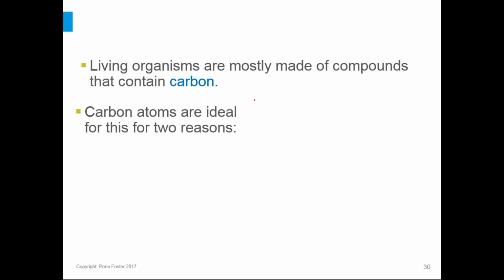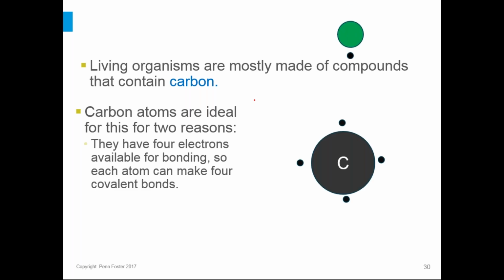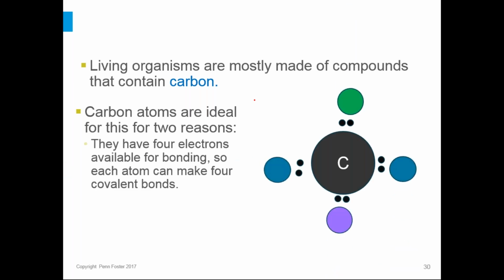We're so interested in compounds that contain carbon because that's what makes up most of the chemicals in the bodies of living things. Carbon atoms are ideal for this for 2 reasons. First, because they have 4 electrons available for bonding, so each atom of carbon can make 4 covalent bonds. Okay, so it gives it a lot of chance to interact with things.